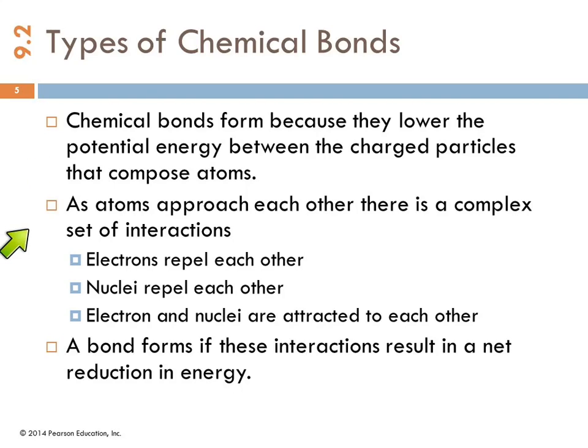So as we get two atoms approaching each other, there are several different interactions that happen. We have electrons repelling each other, and we have nuclei repelling each other because like charges repel. And then we have electrons and nuclei being attracted to each other. And so there's an interplay between these three different interactions. A bond will form if these interactions result in a net reduction in energy. If the energy isn't reduced, a bond doesn't form.